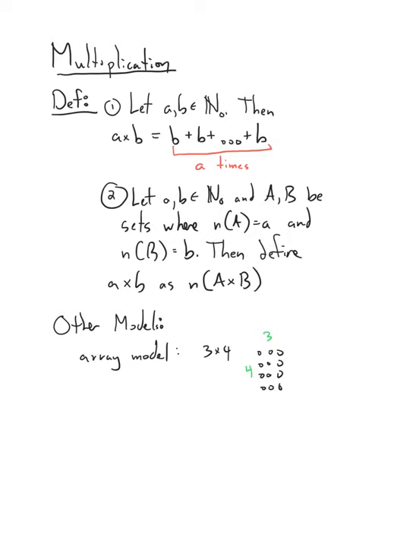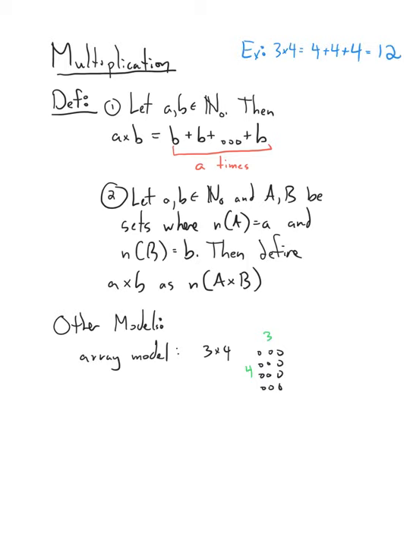We can define multiplication as follows: if we have two whole numbers a and b, then we can define a times b as b added to itself a times. So that's one way of looking at multiplication. Let's do a quick example, maybe 3 times 4. Well, that's 4 added to itself 3 times, which is, of course, 12.